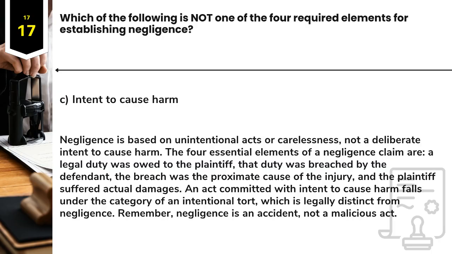Answer: C. Intent to cause harm. Negligence is based on unintentional acts or carelessness, not a deliberate intent to cause harm. The four essential elements of a negligence claim are: a legal duty was owed to the plaintiff, that duty was breached by the defendant, the breach was the proximate cause of the injury, and the plaintiff suffered actual damages. An act committed with intent to cause harm falls under the category of an intentional tort, which is legally distinct from negligence. Remember, negligence is an accident, not a malicious act.